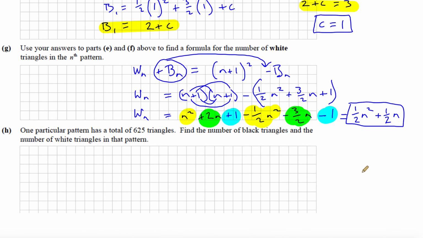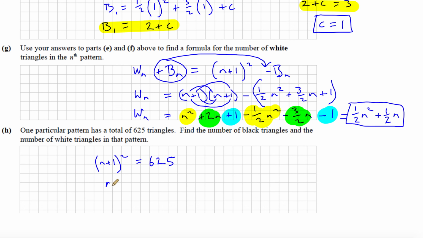Okay, so finally, part H. One particular pattern has a total of 625 triangles. Find the number of black triangles and the number of white triangles in that pattern. So the pattern that has a total of 625 triangles, well, the nth term for the total is n plus 1 squared. So we know that that total is 625 for this pattern. So if we're going to find the number of black triangles and white triangles in the pattern, let's find which pattern it is first of all. So let's find n. So if we look at this equation here, we can square root both sides.